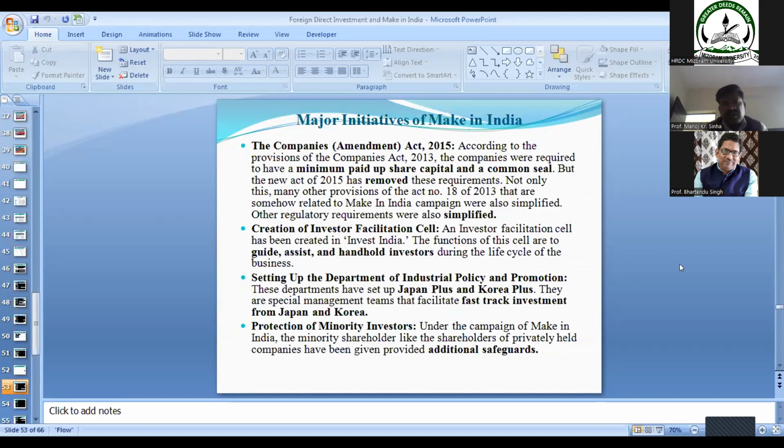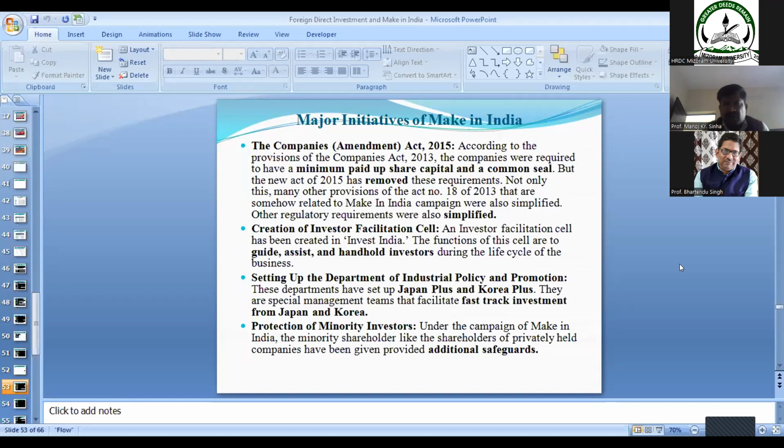Change in the Companies Amendment Act 2015. Before 2015, there was a mandatory requirement of minimum paid-up share capital and a common seal. This has been removed by the Government of India, and now there is no requirement of minimum paid-up share capital and common seal. Other regulatory requirements were also simplified. An investor facilitation cell was set up by the government for the purpose of guiding, assisting, and handholding foreign investors during the life cycle of setting up the business.